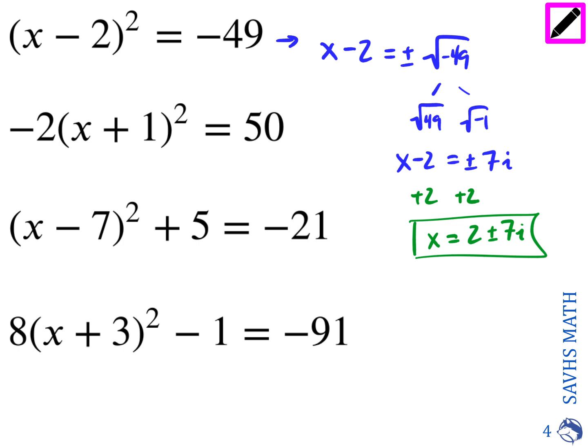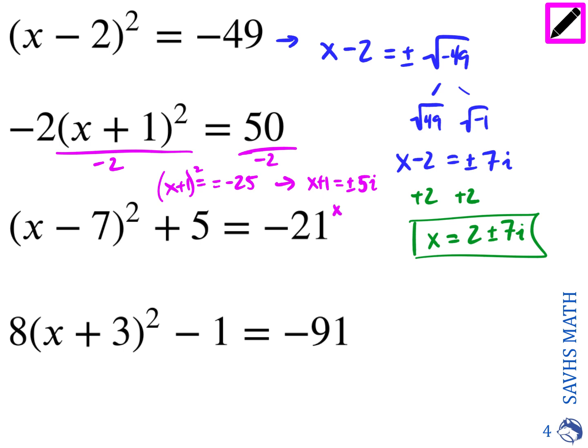Okay, the next one. Divide both sides by negative 2, and I get x plus 1 squared is equal to negative 25. Maybe you can see where this is going. I get x plus 1 equals plus or minus, and I'm just going to skip to 5i here because the square root of negative 25 is the same as the square root of 25 times the square root of negative 1, and 5 times i is what we get. So we get x equals negative 1 plus or minus 5i. That's my answer. I'm going to leave the other two for you to try.